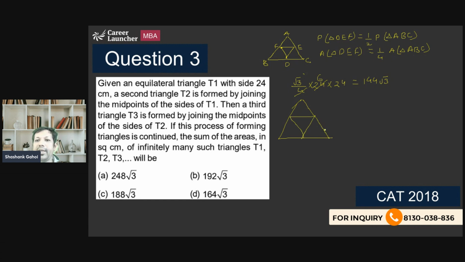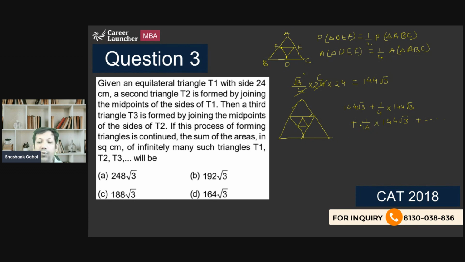Now you have joined the midpoints. So what is going to be the area? The first triangle is 144 root 3. The second triangle is going to have 1/4 of 144 root 3. What is the next area? That is going to be 1/4 of this triangle, so that is going to be 1 by 16 of 144 root 3, and so on. Now, is it a GP? Yes, it looks like a GP and it is a GP.